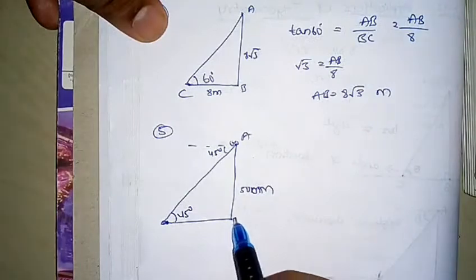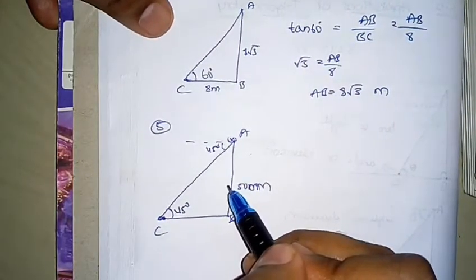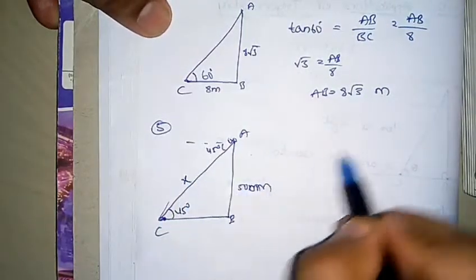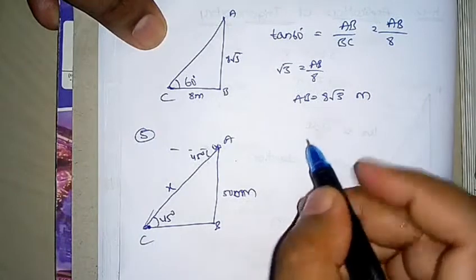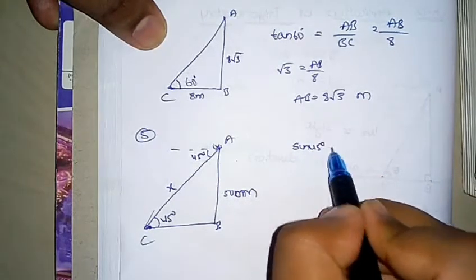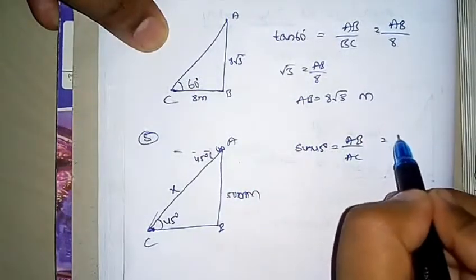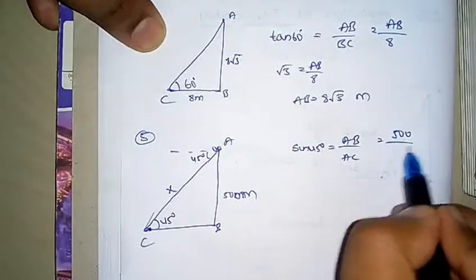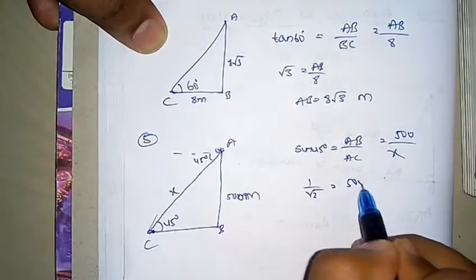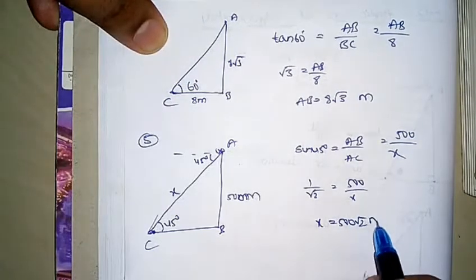Let this be A, B, C. So he is asking to find what is the distance of the person from Rajendra. So what is his distance? Let this be x. So one thing you can observe is sine 45 degrees is equal to opposite side AB by AC, which is equal to AB is 500 meters by AC is x. Sine 45 is 1 by root 2, which is equal to 500 by x. Therefore x is equal to 500 root 2 meters.